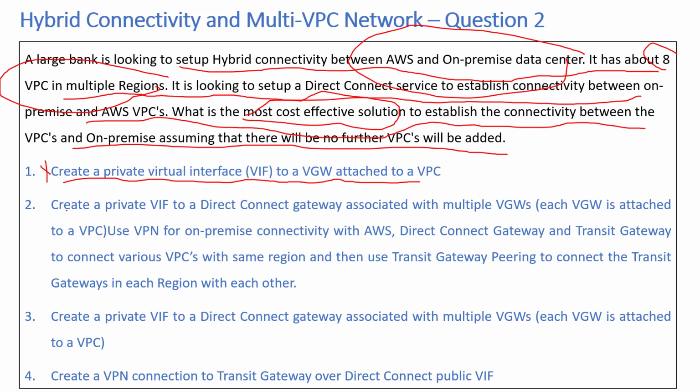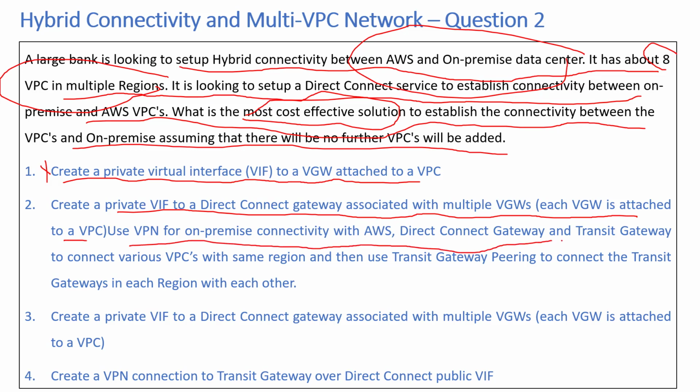Okay, now let's look at the second one. Create a private VIF to Direct Connect gateway, associated with multiple VGWs. Each VGW is attached to a VPC. Use VPN for on-premise connectivity with AWS Direct Connect gateway and transit gateway to connect various VPCs within the same region, and then use transit gateway peering to connect transit gateways in each region to each other. Okay, so it's basically saying use the Direct Connect gateway and private VIF, and then use the Direct Connect gateway along with the transit gateway, and then do the peering between the different transit gateways in each region.